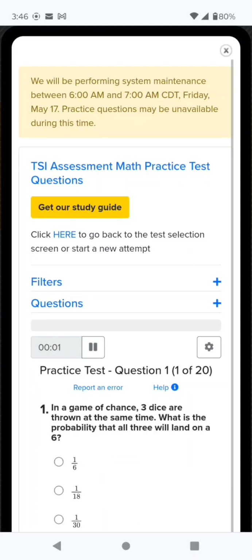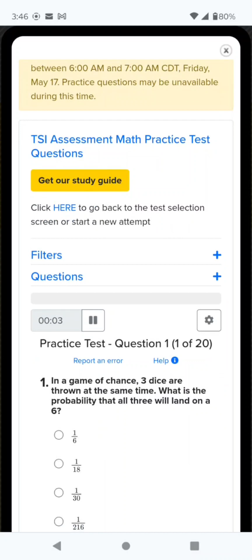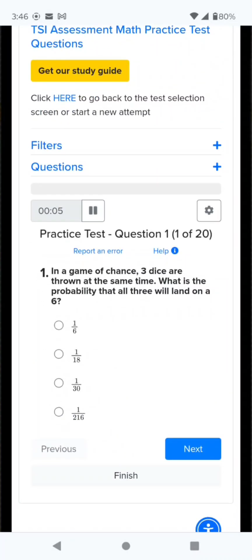Question number 1. It says, in a game of chance, so this is going to be a probability problem because it's talking about chance. Try to pull my pen up and see if I can write. It says 3 dice are thrown at the same time. What is the probability that all 3 dice will land on a 6?